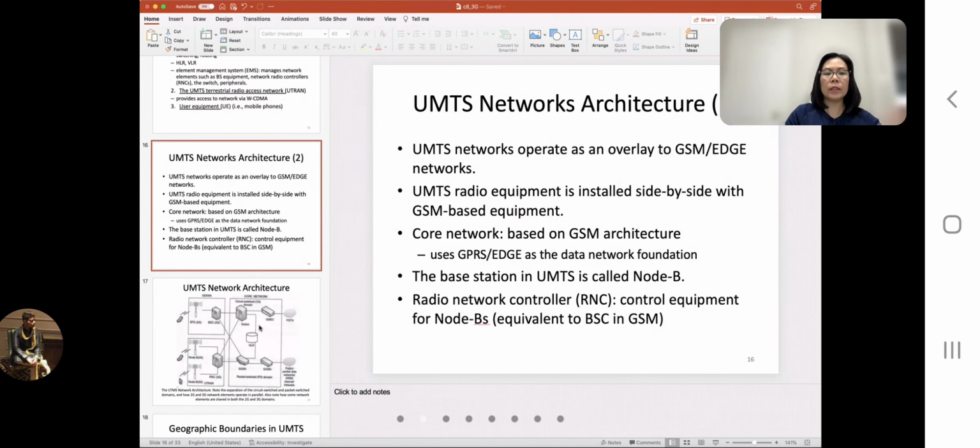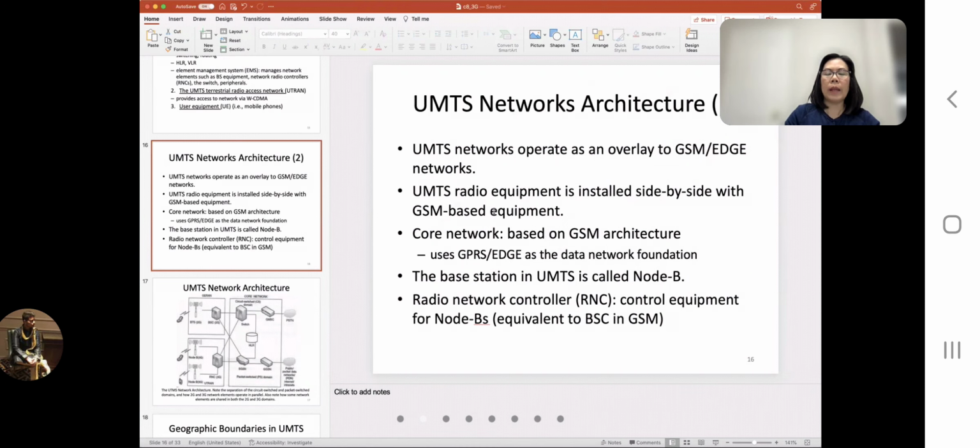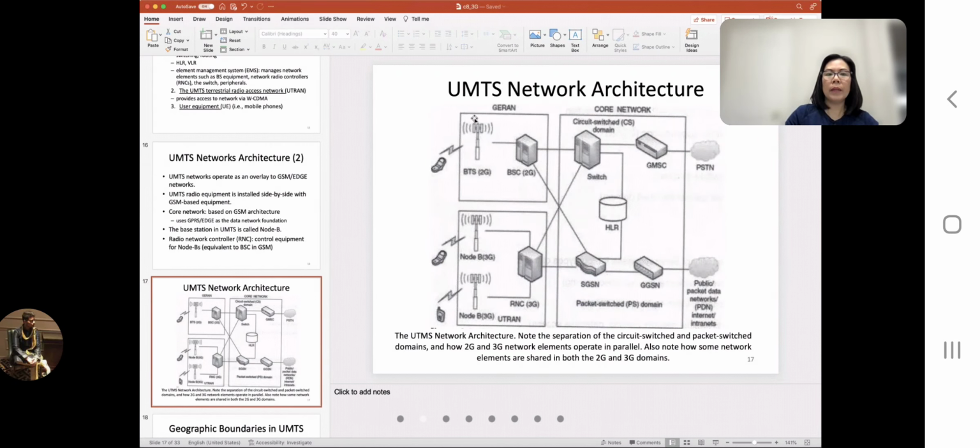As we see in the diagram, the UMTS network operates as an overlay over GSM and Edge networks. It's an overlay because this is the architecture of GSM and Edge, so it works on top of this. UMTS radio equipment is installed side by side with GSM-based equipment. This is the equipment for the air interface. That means in the same base station, you would have an interface for the 2G air interface, and another equipment for the 3G air interface.